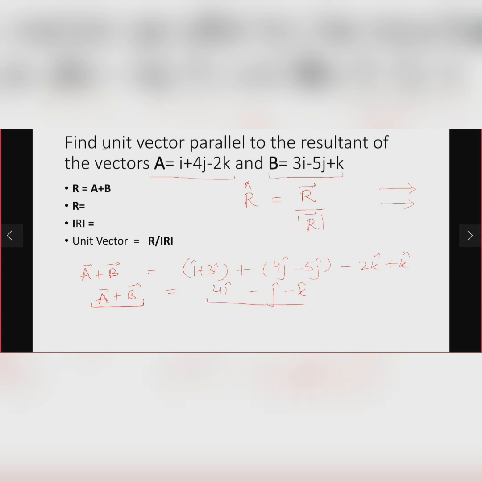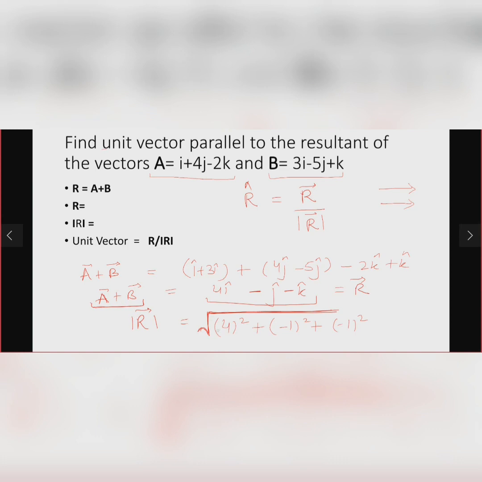So vector r we have. This is my vector r. Now how do I find the magnitude of this vector r? By taking the square root of the squares of all the components. So this is the x component 4 squared, plus the y component, which is -1 squared, plus the square of the z component, again -1.